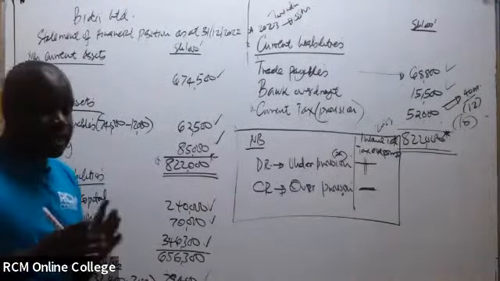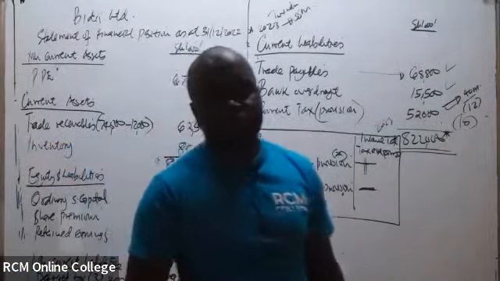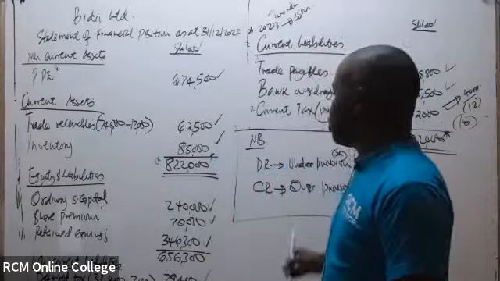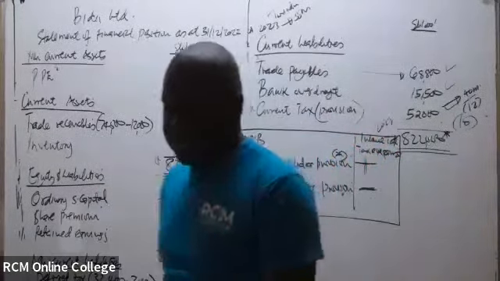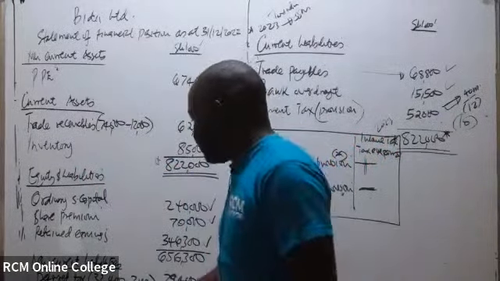Another common element the examiner also really likes: under provision or over provision of current tax. Don't forget about it. Remember it. So remember about the deferred tax.